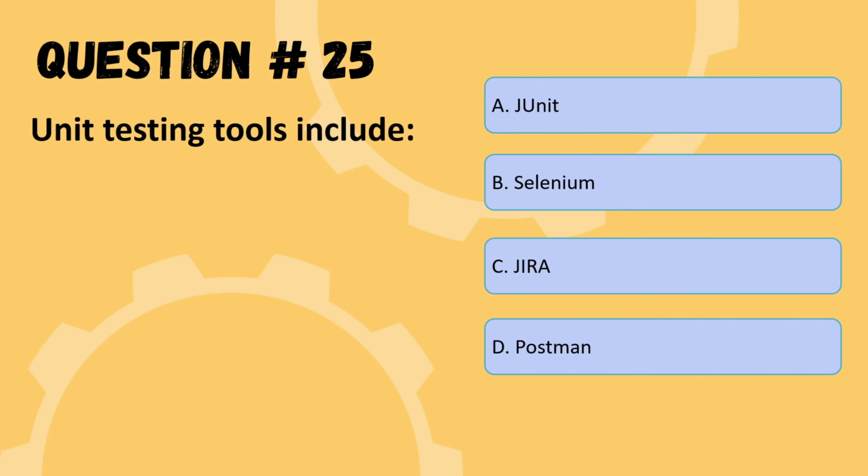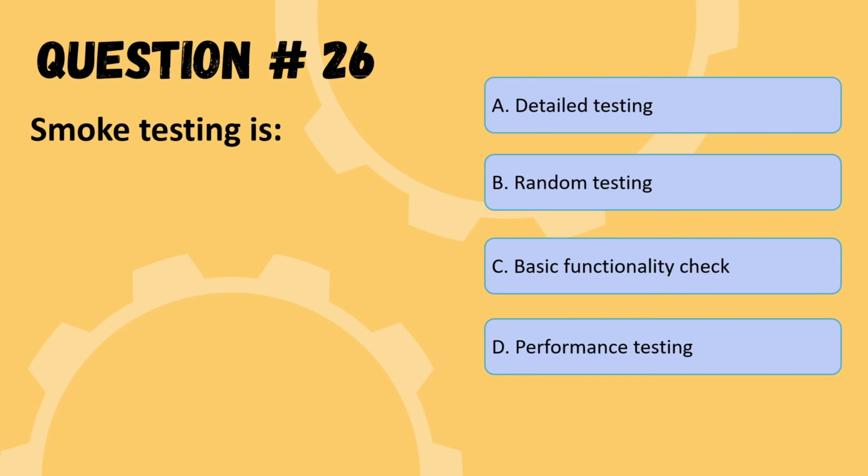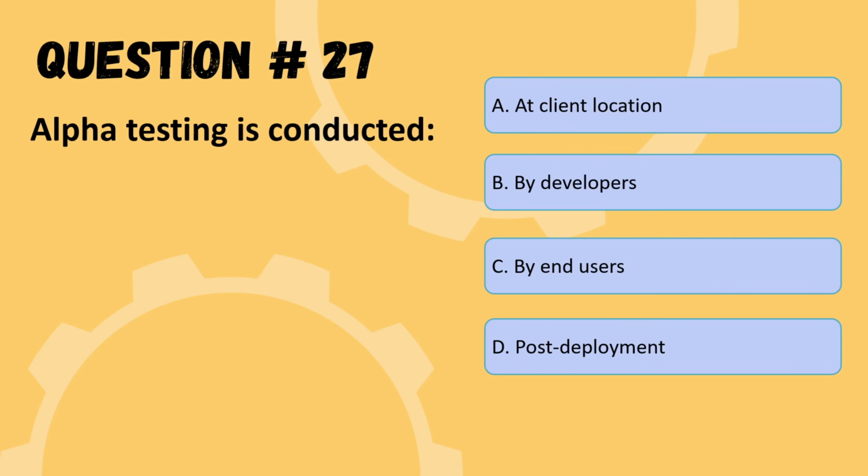Next question is, unit testing tools include JUnit, Selenium, Jira, or Postman. So the correct option is option A, JUnit. So we are moving to the next question. Next question is, smoke testing is used for detail testing, random testing, basic functionality check, or performance testing. So the correct option is basic functionality check. So we are moving to the next question. Next question is, alpha testing is conducted at client location, by developers, by end users, or post development. So the correct option is it is conducted by developers. So we are moving to the next question.